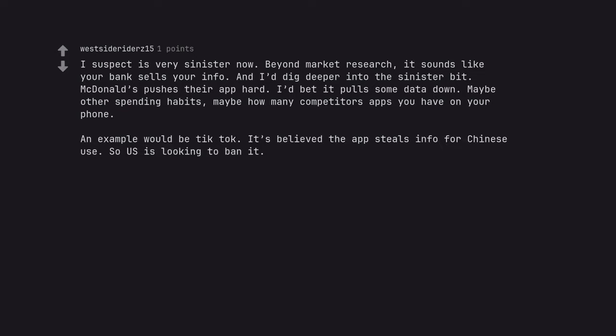An example would be TikTok. It's believed the app steals info for Chinese use, so the US is looking to ban it.